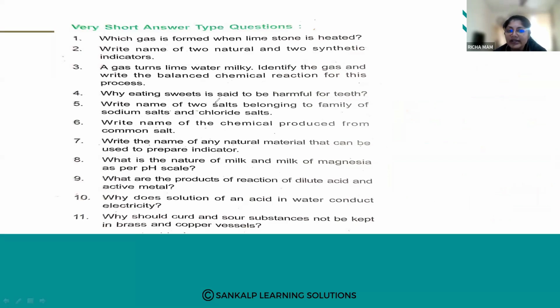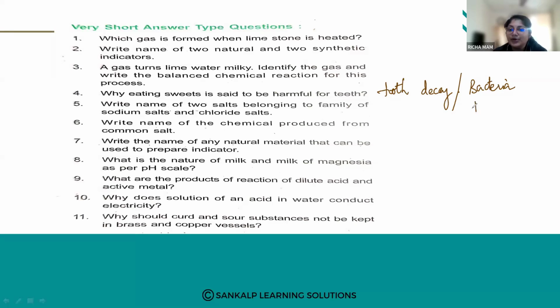Why? Because if you eat sweets, it can cause tooth decay. Your teeth will get spoiled, due to the formation of bacteria, if you don't wash it off. Bacteria in the mouth will metabolize whatever sugar is there in the mouth and form acid, and this acid will spoil the enamel of your teeth.